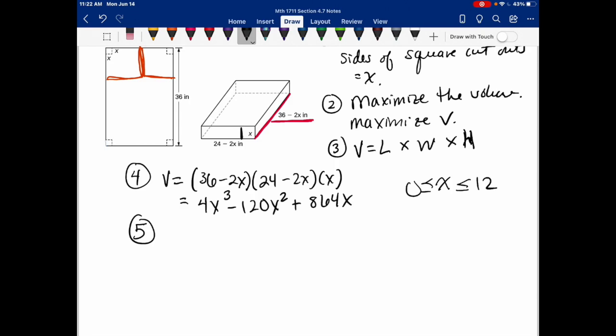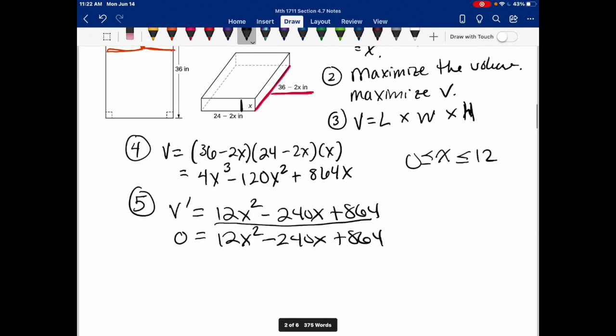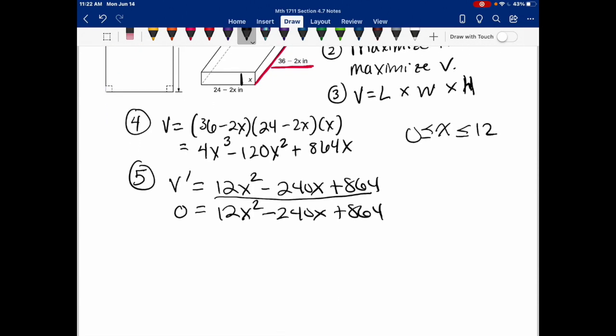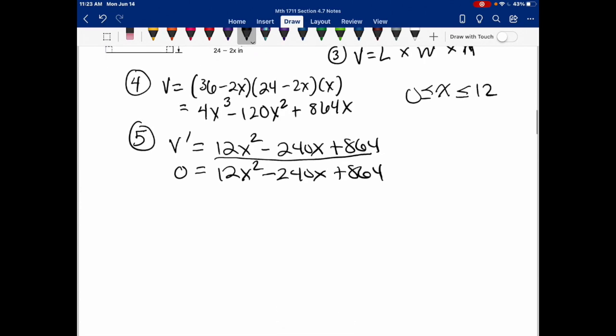So now for step 5, we're going to try to find any critical values. So I got to take the derivative. So I'm going to take the derivative of V, and I'm going to get 12x squared minus 240x plus 864. This doesn't factor nicely, so to solve this for critical values, you're going to have to use the quadratic formula. Since this is a quadratic, we can do that. You could also use complete the square. So that's another method you can use, but this definitely won't factor nicely.